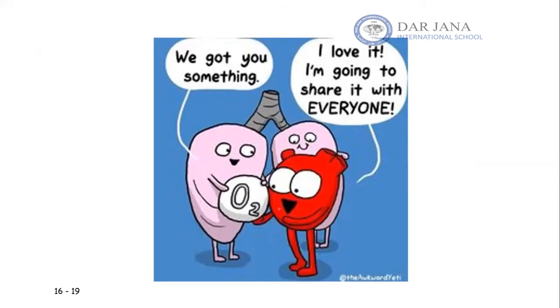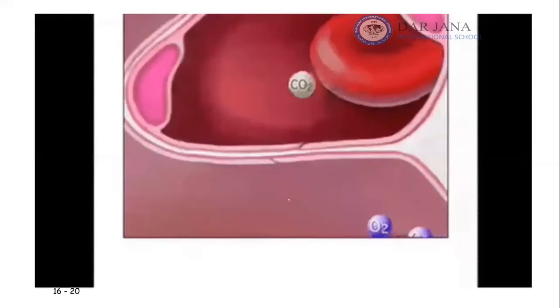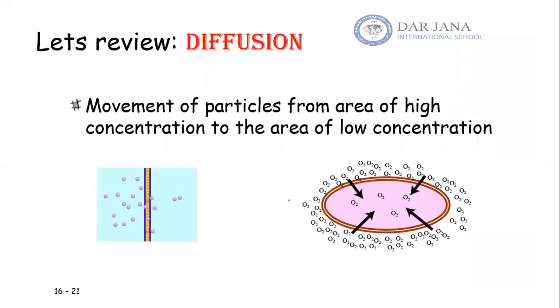So the blood is going to go to the lungs, take the oxygen from the lungs, and get rid of the carbon dioxide. And how does this exchange process take place? To know that, we need to review diffusion. As you know, diffusion is the movement of particles from the area of high concentration to the area of low concentration. So if I have high concentration of oxygen here, and low concentration of oxygen here, oxygen will flow from high concentration to low concentration. Keep that in mind as we explain gas exchange inside the lungs.